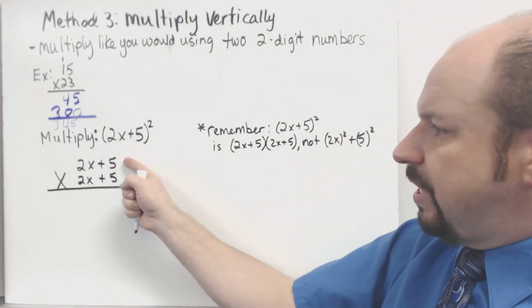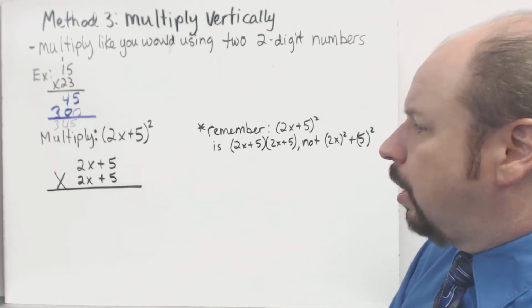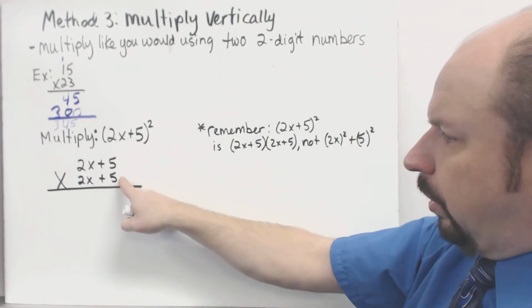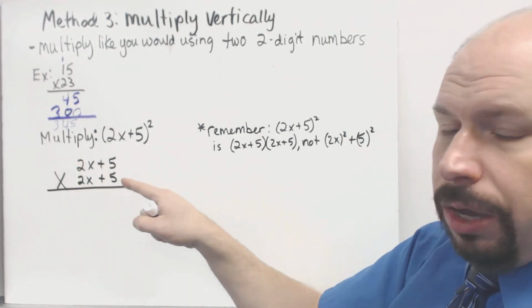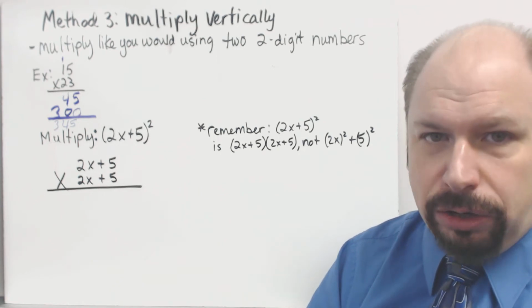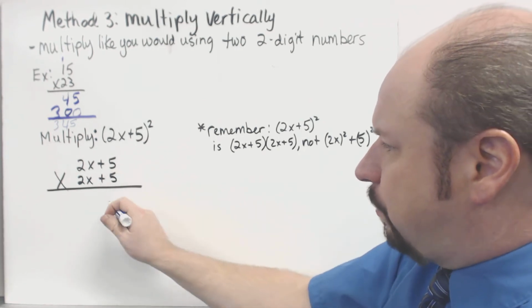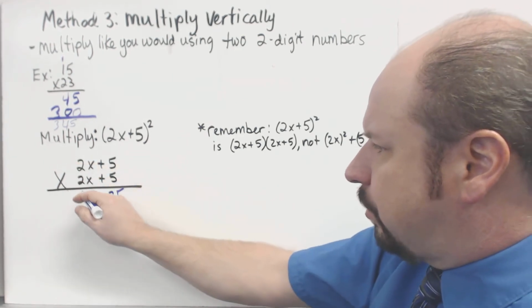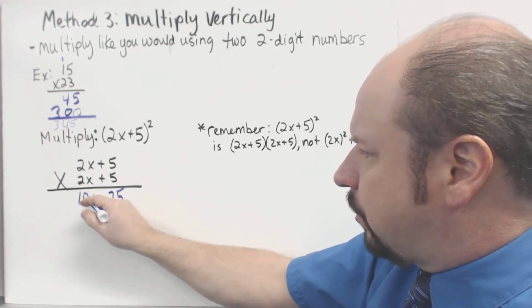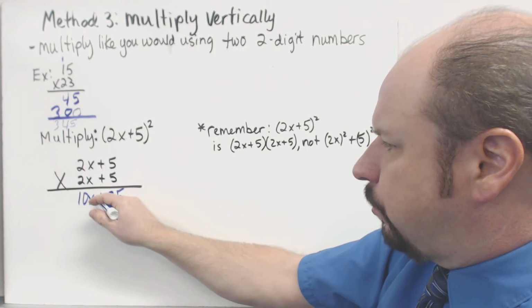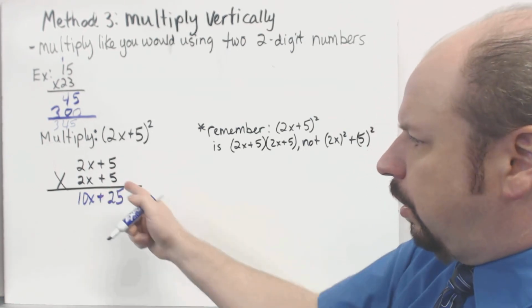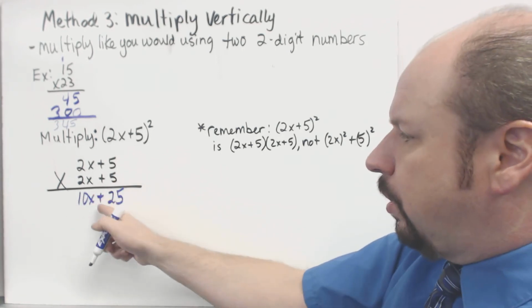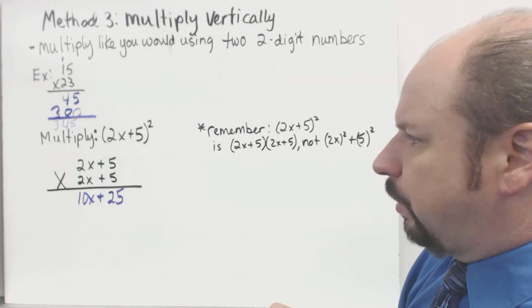Okay, so we're going to take 2x plus 5 times 2x plus 5. Just like what we did up here, we're going to take the 5 and multiply it by this, and take the 5 and multiply it by this. The nice thing about this is we don't have to carry anything. So when we take 5 times 5, we get 25. And 5 times 2x, well, that is 10x. There are no negatives in here, so just make it plus. If this had been minus 5 and plus 5, we would have made that negative 25. But since they're both plus, we make it plus 25.